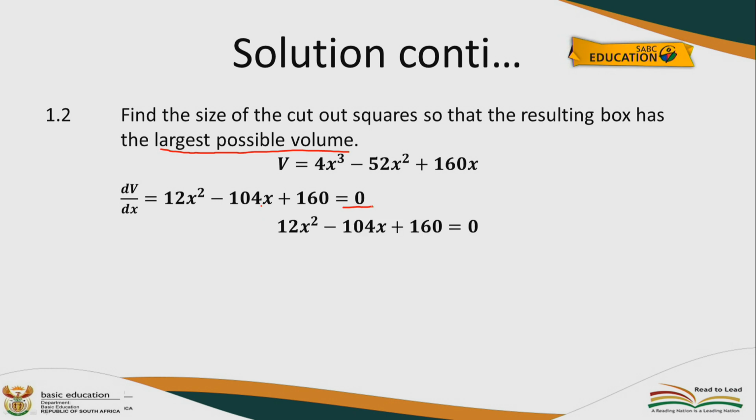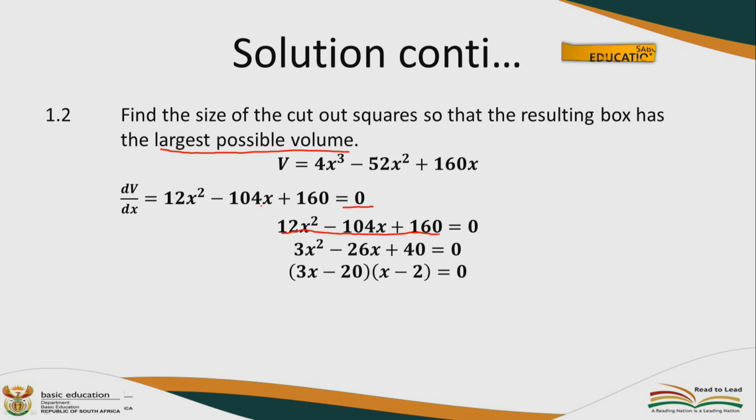Now, once we have done that, we'll have ourselves a quadratic equation. You will see that in this quadratic equation, we have the highest common factor, which is 4. So we divide every term by 4, and we have 3x squared minus 26x plus 40 equal to 0. Then we find the factors of that. The factors are (3x minus 20) and (x minus 2). We use the zero factor rule to find the values of x. So we find that x equals 2 or x equals 20 over 3, which is approximately 6.67.